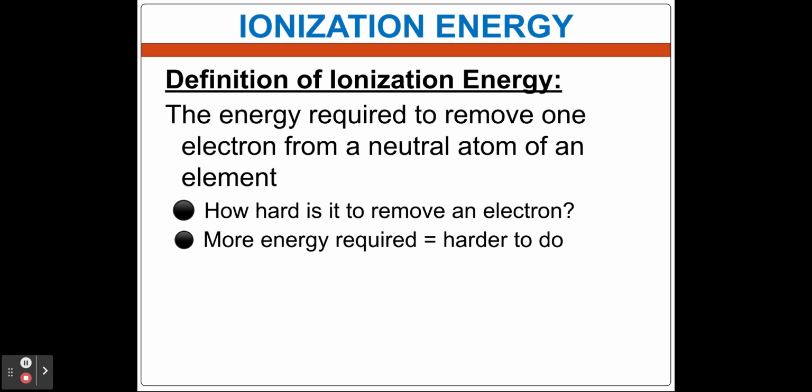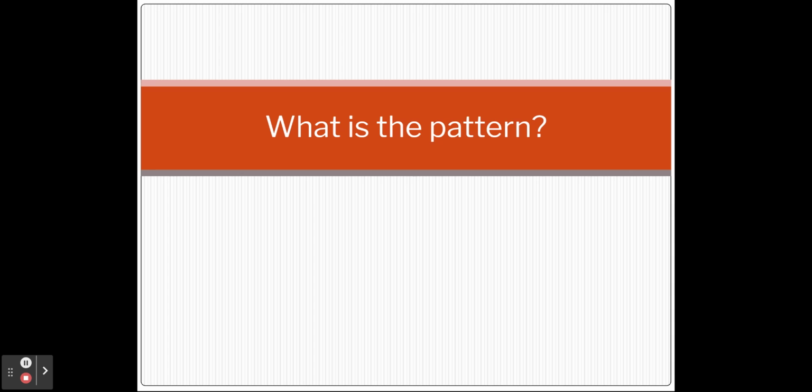So, the more energy that's required to remove the electron, the harder it's going to be to remove that electron. So, it's going to take more energy. You could think of this as related to how strongly those electrons are pulled into the nucleus. So the stronger the pull, the more energy it's going to take to remove that electron. So keep that in mind.